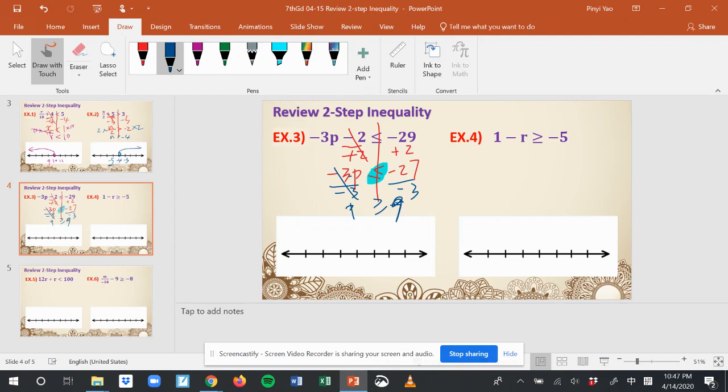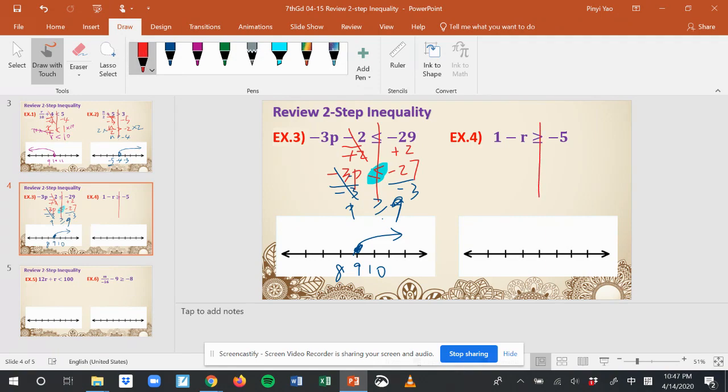And that is negative 27 over negative 3, so it's just a positive 9. And 8, 9, 10. Since our sign has an equal sign, it's going to be a solid dot, not a donut anymore. And since our sign is pointing to the right, our arrow is also going to point to the right. Next, number 4.